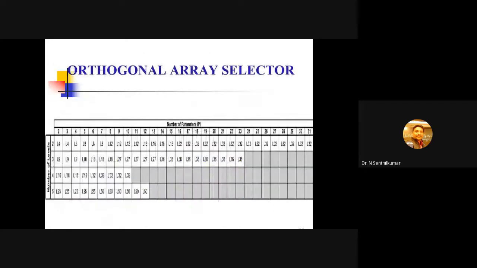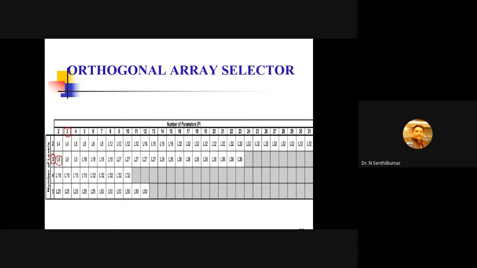Right, the orthogonal array selector. These are tables we can download from the internet; Google it, orthogonal array selector. We can see, for 3 parameters that are varied through 3 levels, I can go with L9. So this is my L9.